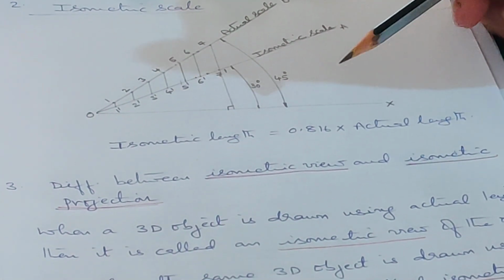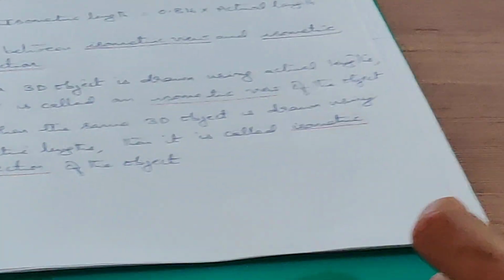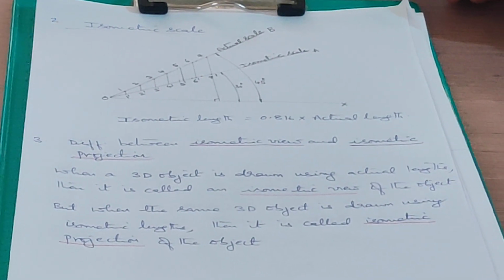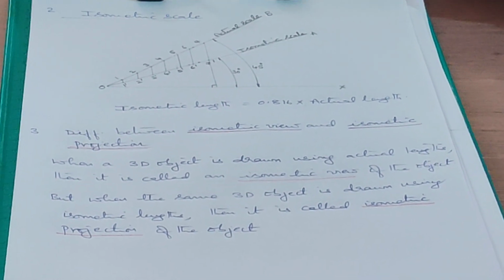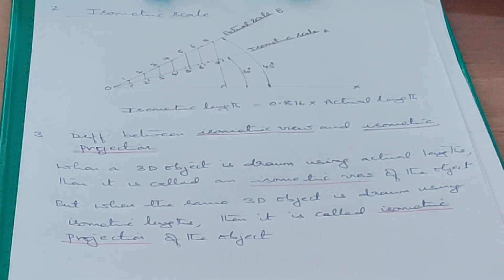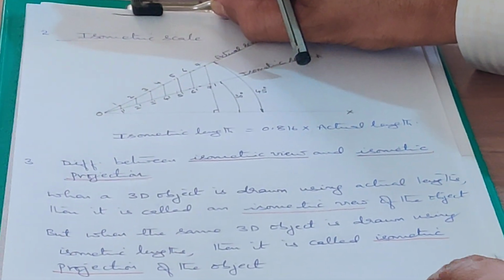Now let me show you one graph sheet which is exclusively used for isometric projection. You can take notes of this. This is called the isometric graph sheet. It's available in your sketchbook. If you look at the end of the sketchbook, you will find this sheet. It is used for drawing isometric projections.